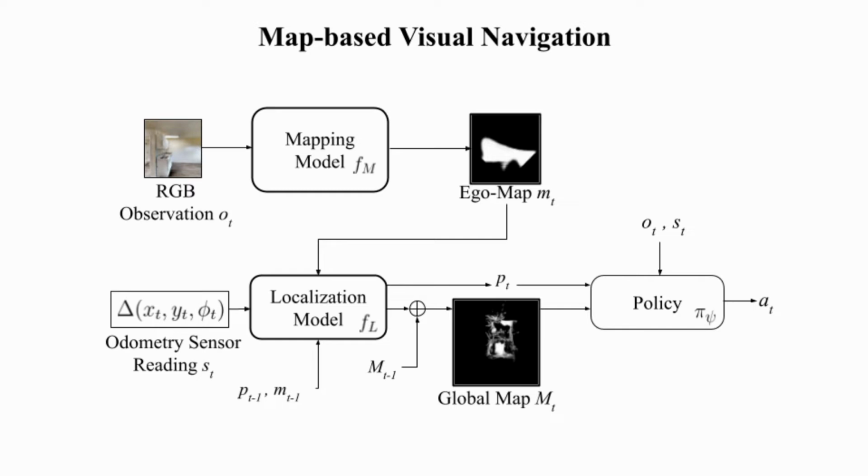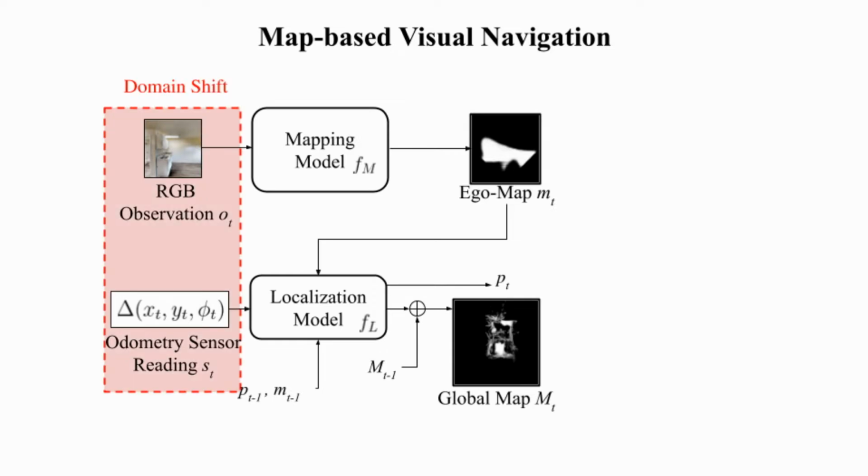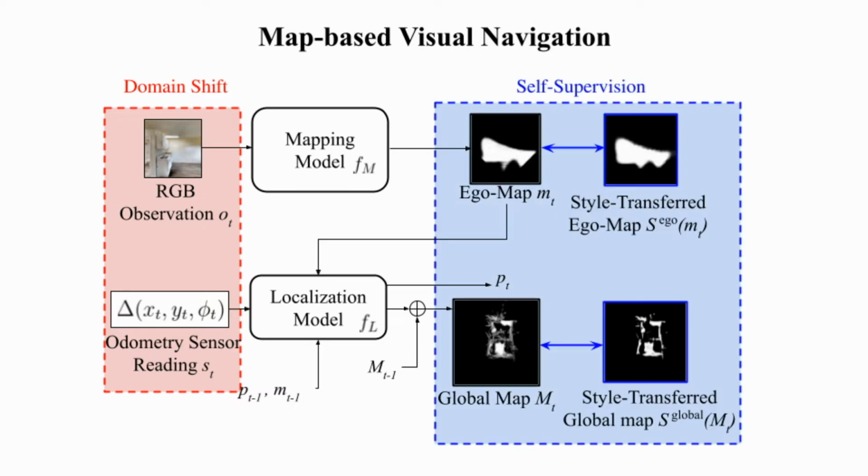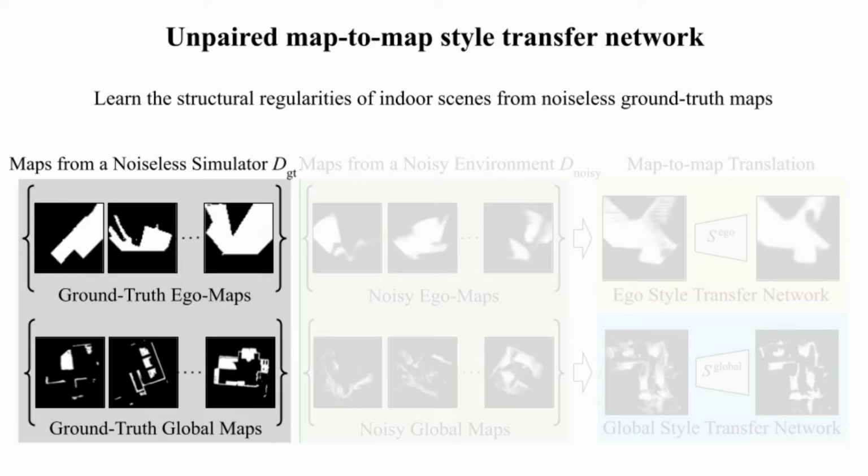The benefit of the structure is that we can decouple the mapping and localization models from the policy with the intermediate map memory. When the pre-trained agent is deployed in a shifted domain with visual and dynamics corruptions, our method only fine-tunes the mapping and localization model by enforcing the ego map and global map to be similar to the style-transferred maps. To generate the style-transferred maps, we adopt the unpaired image-to-image translation network.